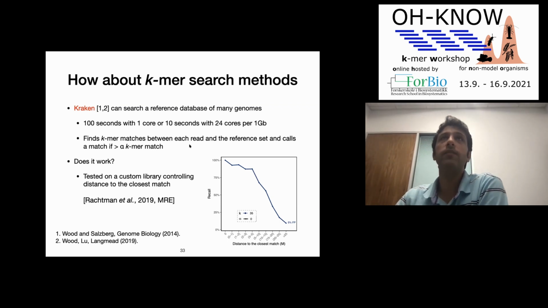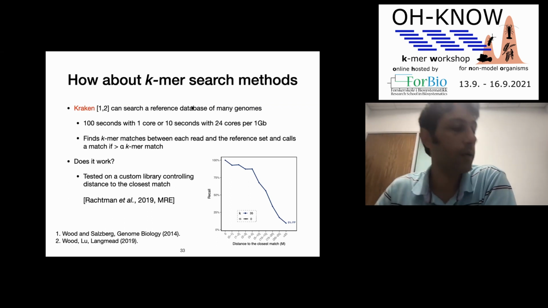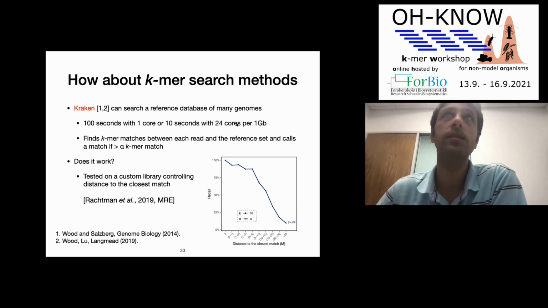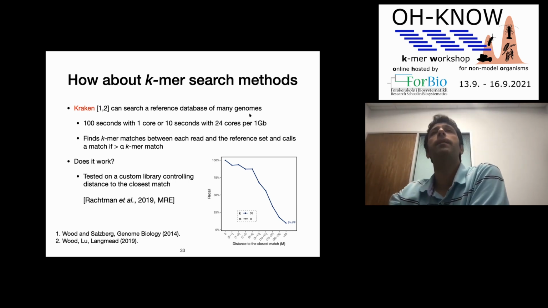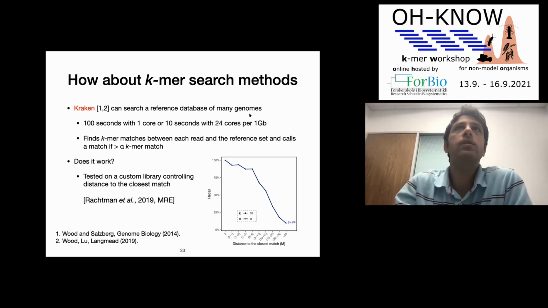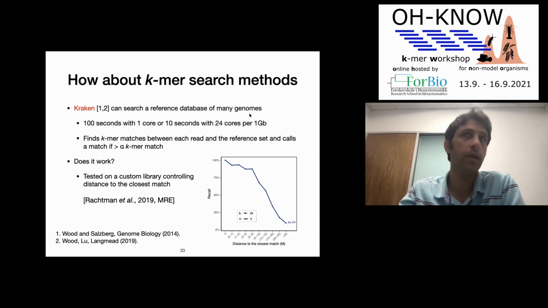What it can do is you give it a large database of many genomes. You can give it tens of thousands, maybe even hundreds of thousands of genomes, bacterial genomes. I'm talking about bacterial genomes now. And it can search each read against those and try to tell you which of those species or groups of species in your reference the read belongs to.